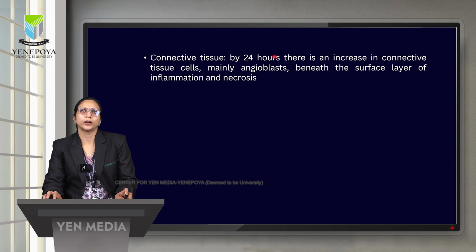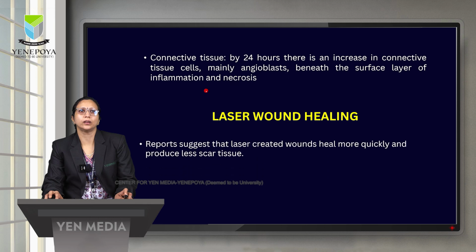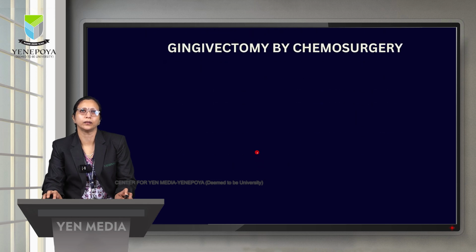In the connective tissue, by 24 hours, there is an increase in the connective tissue cells. As I already mentioned before, there is inflammation. So, mainly the angioblasts, which are beneath the surface layer of inflammation and necrosis, will be seen. And in a laser wound, the same set of stages take place, and it has been reported that laser wounds heal more quickly and produce less scar tissue as compared to scalpel.